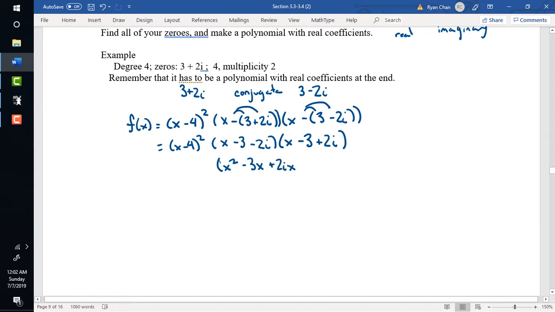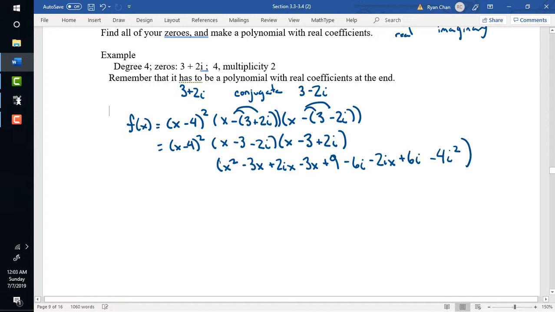Take my negative 3 and then distribute across. So negative 3 times x is negative 3x. Negative 3 times negative 3 is plus 9. Negative 3 times 2i is negative 6i. Then I'm taking my negative 2i and distributing across as well. So I have negative 2ix plus 6i minus 4i squared.